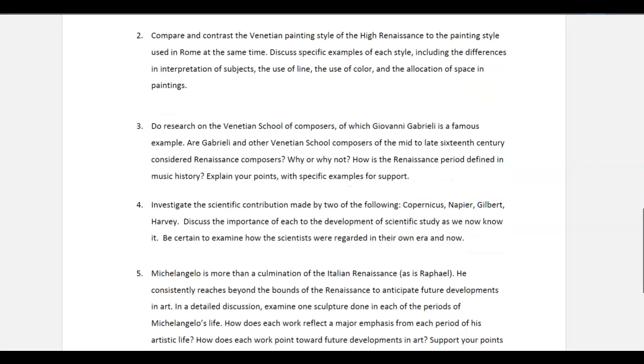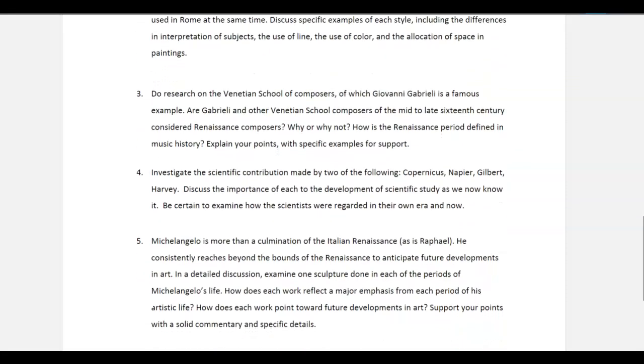Staying with Venice for number 3, you're to look at the Venetian school of composers, such as Gabrieli. Again, are they really Renaissance, or are they something else? And so you get to argue that point, whether they do fit Renaissance standards, and that means you have to know what the Renaissance period of music is, how it's defined. So that would be part of your discussion: here's what the Renaissance period of music is, here are the key traits, here are the details of it, here are examples of it, and then discuss how Gabrieli and the Venetian school either fit those standards or do not.